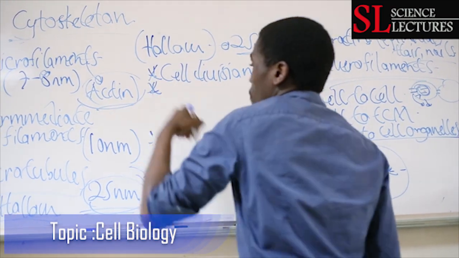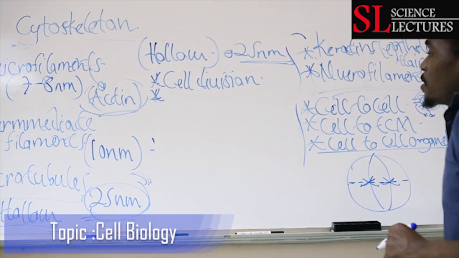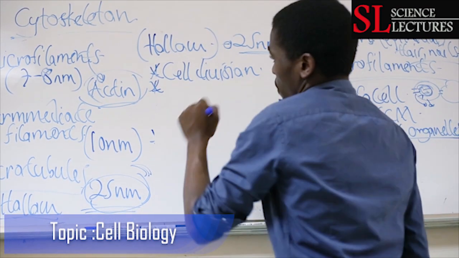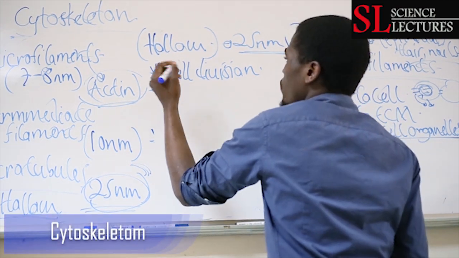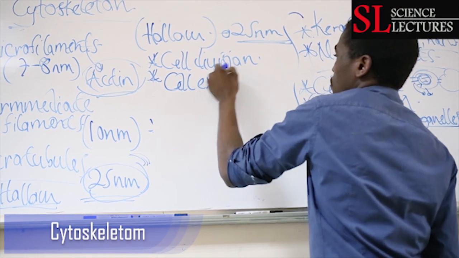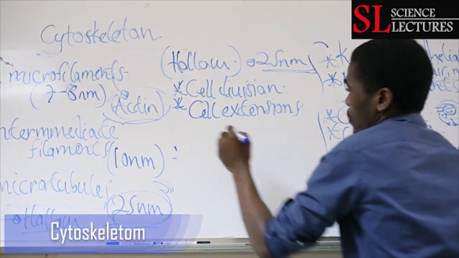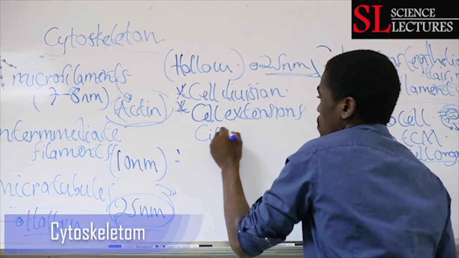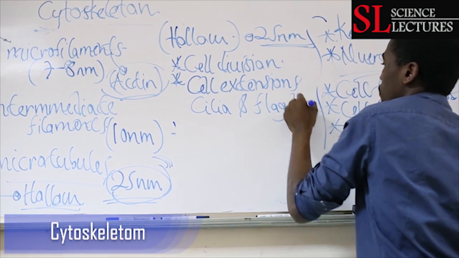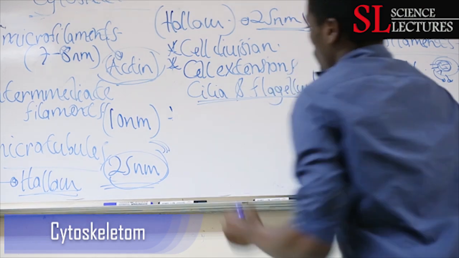Then microtubules again, another function. What can we think of the microtubules? Formation of cell extensions. What are the cell extensions? Cilia and flagella. The cilia and the flagellum. These are the cell extensions.